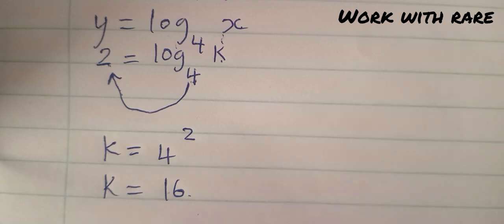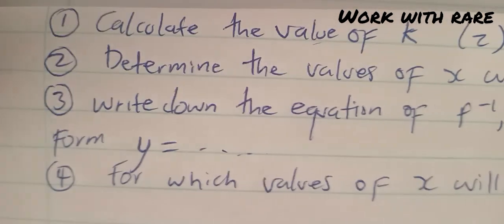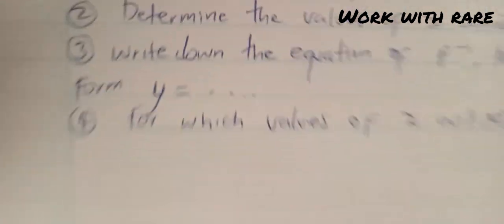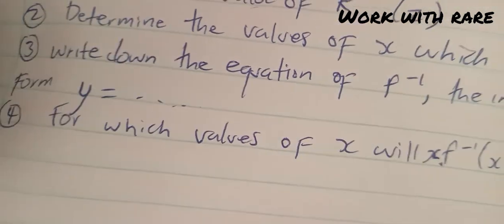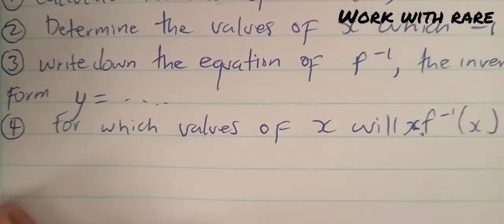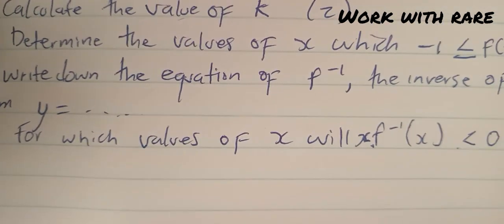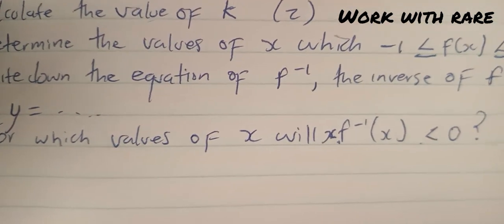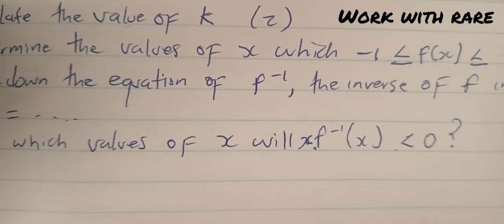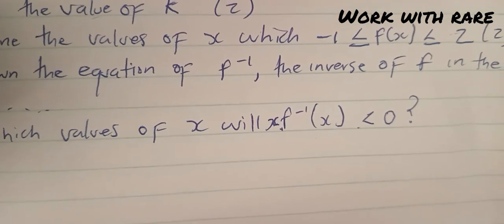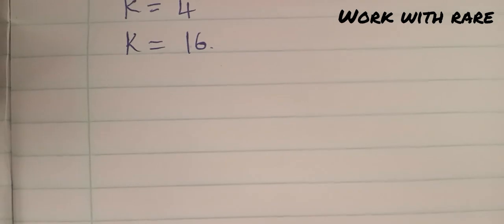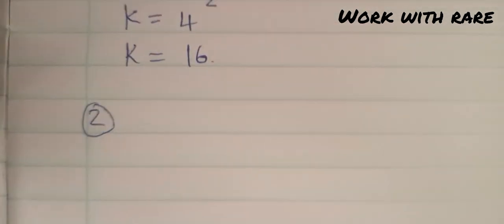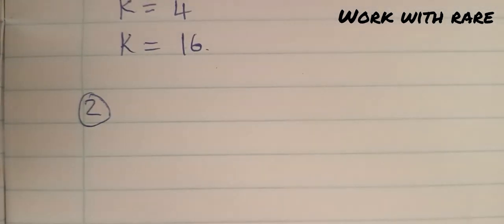Right, so let's continue. Number two, it says determine the x values of which -1 is less than or equal to f(x), which is less than or equal to 2, and it's 2 marks. So I will write it here, since I don't have enough space. Remember, it's number 2, and it is also 2 marks.